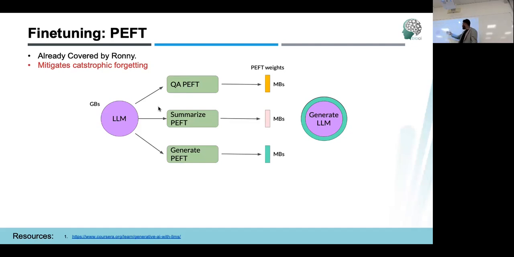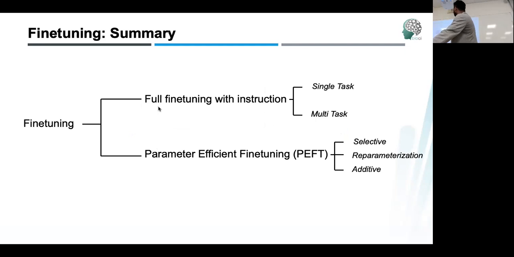If this is the task, you replace your updated parameters with these. If this is another task, you replace them with those parameters. So your base is semantically the same, but with respect to the task, you can replace your parameters and it works really nicely. So it avoids the catastrophic forgetting problem.